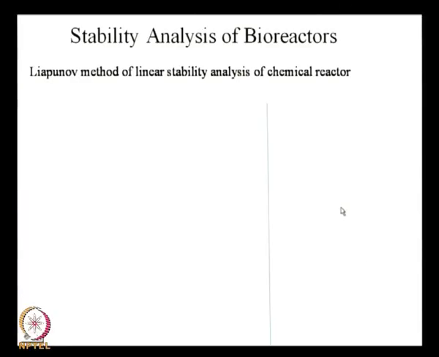The method that we use is the Liapunov method of linear stability analysis for a chemical reactor, and you have probably used it in your control class. It was found by Bellman and Amundson, this is a typo over here, Amundson should not be spelled with an N, 1955.